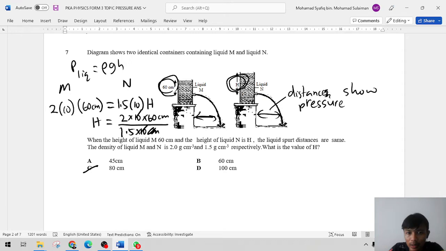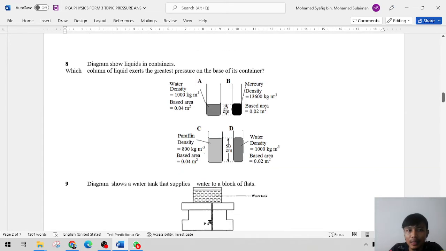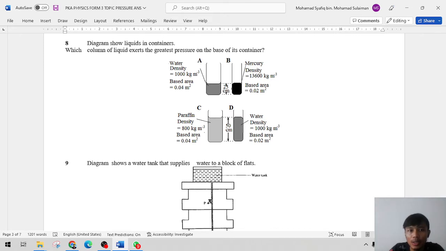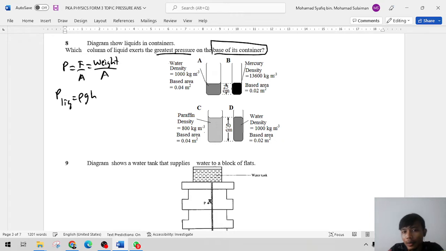Okay, so the distance of the water spurt is representing the water pressure. Number 8, the diagram shows liquid in containers. Which column of liquid exerts the greatest pressure on the base of its container? Okay, so we can use both. Actually, we can use P equal to F over A. We can also use P for liquid equal to rho GH. But here, if we use F, F is weight, so we have to find the weight over area. So it's easier to use this one.